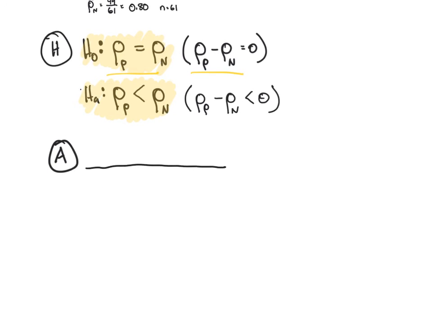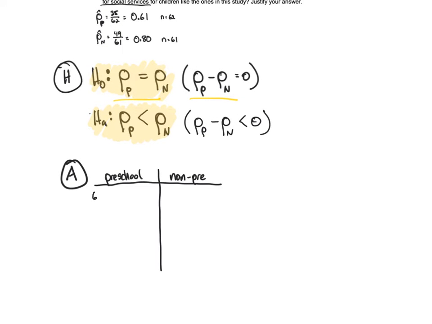So I like to draw a little T-table. It just kind of keeps me organized. We got the preschool group, and we got the non-preschool group. All right, here we go. Ready? n, 62 times 0.61. Is that greater than or equal to 10? You bet it is. Let me get my numbers straight. 0.39 is 39% of 62 greater than or equal to 10? Yep, it is. 0.39 times 62, I'm pretty sure it's 24. Yep. All right, let's try over here.